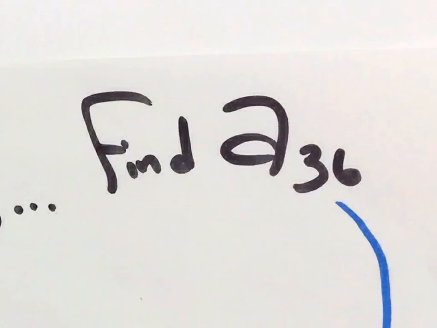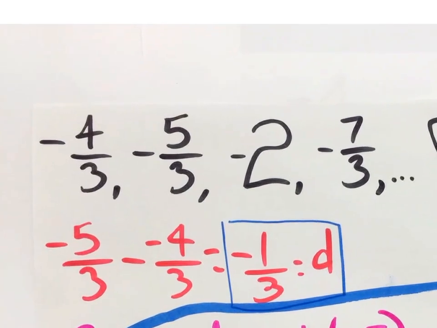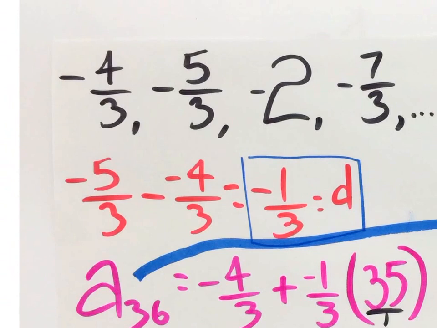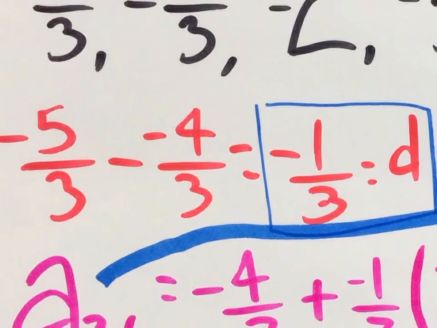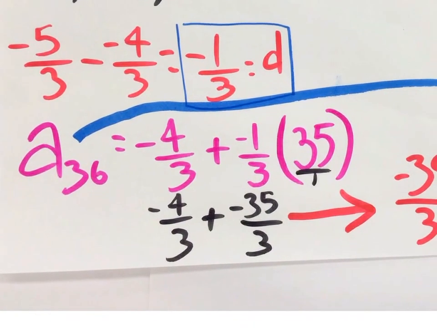Let's take a look. In this problem, we've got to find the 36th term. Let's see what we're working with. We have a sequence with 4 terms. It starts with negative 4 thirds, negative 5 thirds, 2, and negative 7 thirds. The first thing that we're going to need to do is find the common difference. If we take negative 5 thirds and subtract negative 4 thirds, that's going to give us negative 1 over 3. That's our difference.